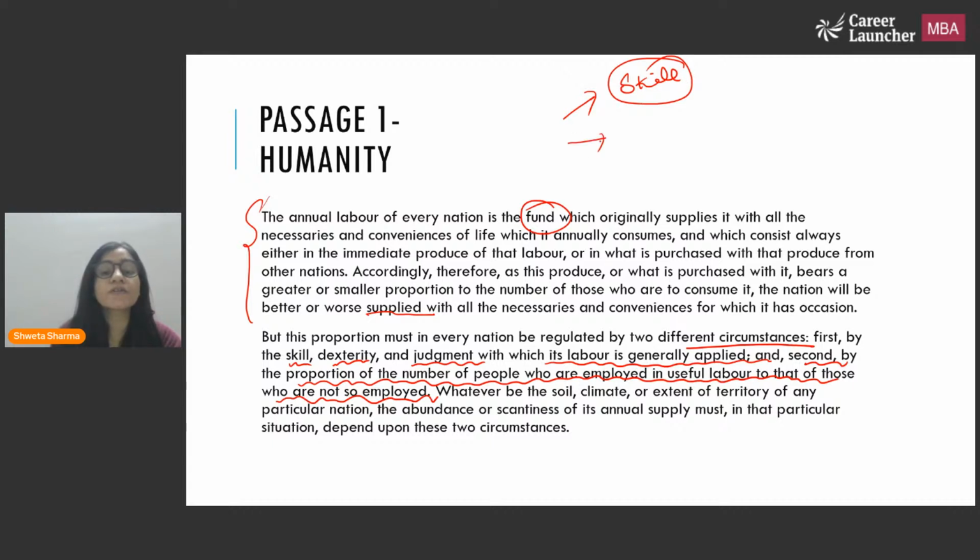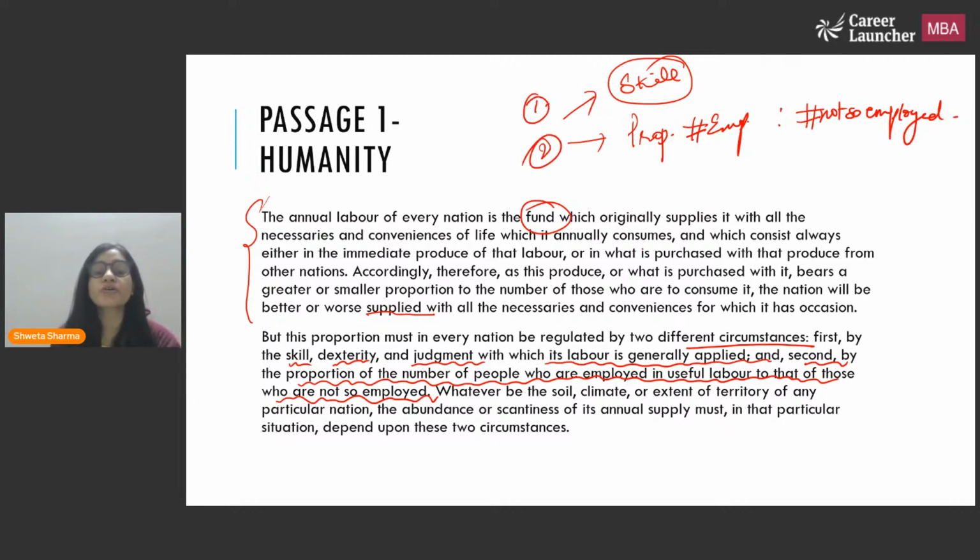And the second thing the author says is the proportion of the number of people who are employed to those who are not so employed. Okay. So that is what the paragraph talks about. The two things. One is the skilled labor, and second is the second important factor. The second important circumstance is the proportion or the ratio of the employed to the unemployed.